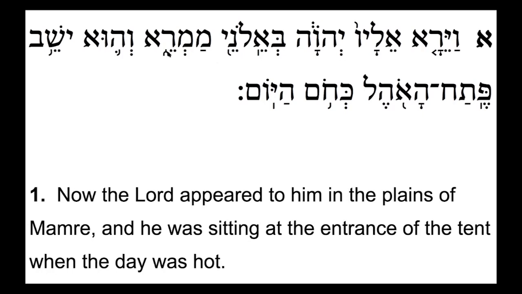This is the etnachta, and it is the accent mark. So we're going to put the accent on the last syllable, mamre. Be'elone Mamre is by the oaks of Mamre. Okay.